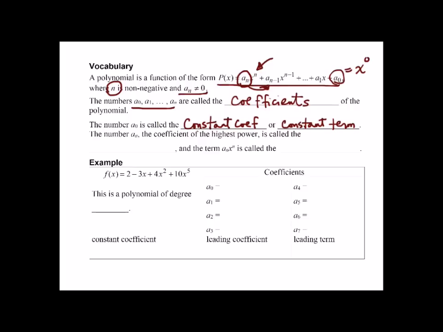The number an, which is the coefficient to the highest power, is called the leading coefficient. And the term that has the leading coefficient in it is called the leading term. Let's look at an example with all this terminology here.